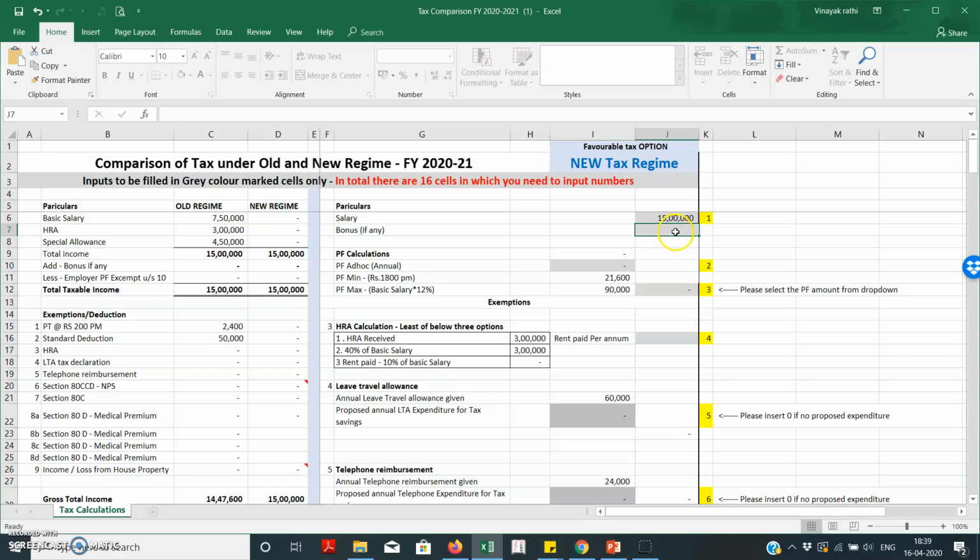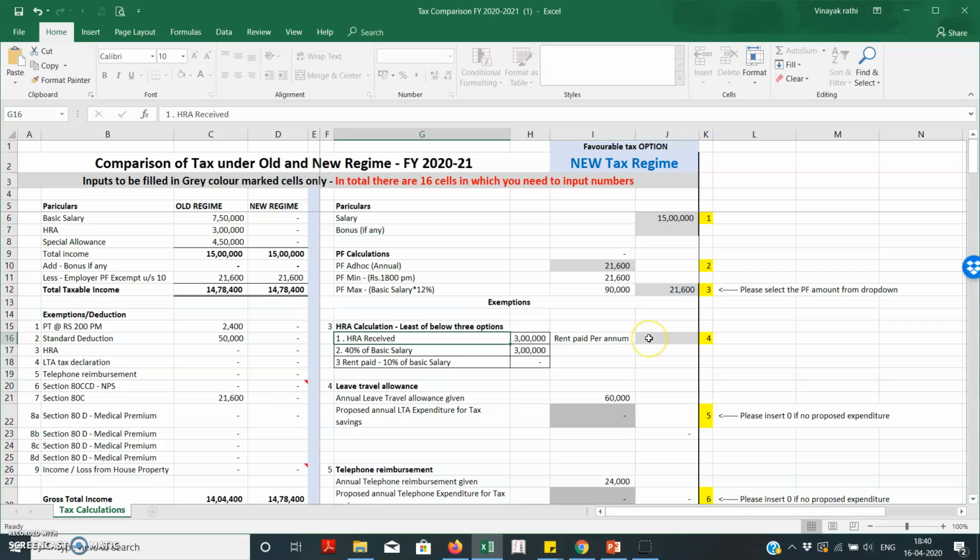Bonus, if any, needs to be mentioned here. PF calculations: the PF contribution for the full year should be put here, which in our example is, let's say, 21,600. After putting the value here, we request you to select the same from the drop down.